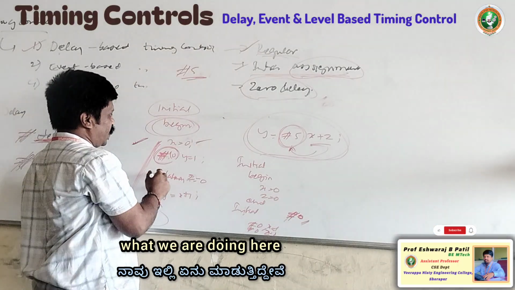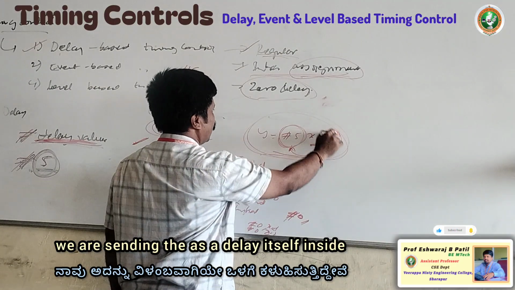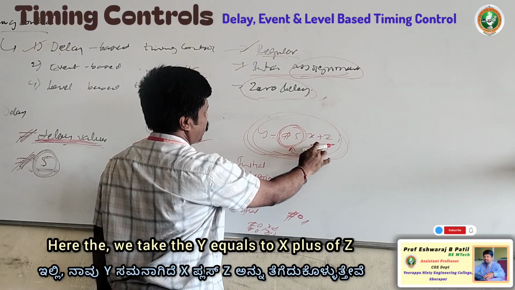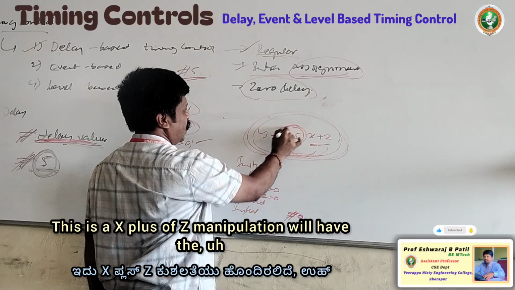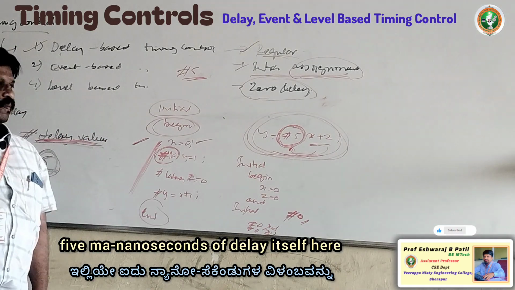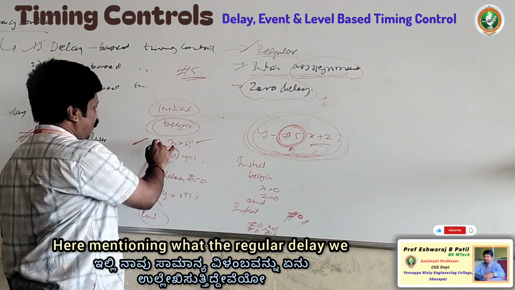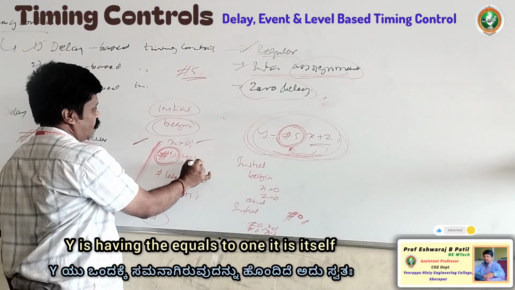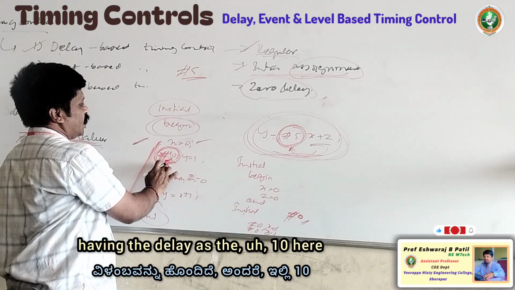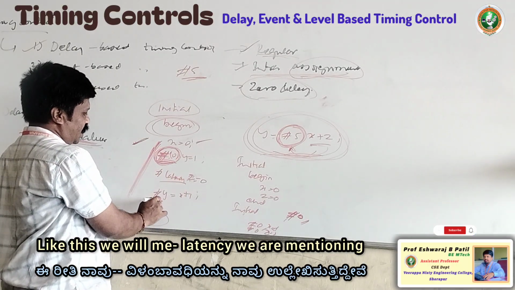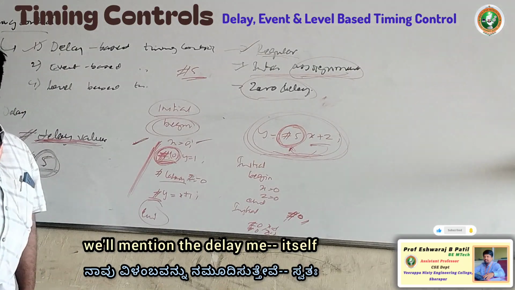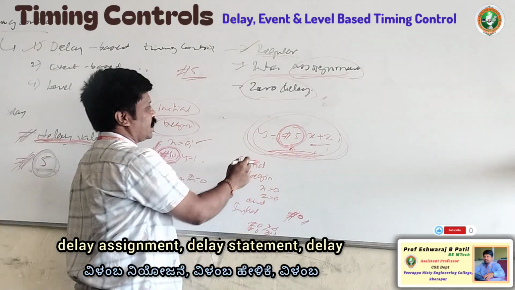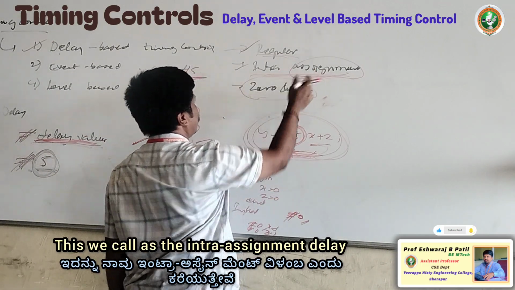But in the intra assignment delay, we send the delay itself inside the assignment statement. In the assignment statement, we take y equals x plus z. This x plus z manipulation will have a 5 nanosecond delay itself. In the regular delay, we mention explicitly, for example y equals 1 having a delay of 10. When we mention the delay before any expression, that is called the regular delay. When we send the delay inside the assignment statement itself, we call this the intra assignment delay.